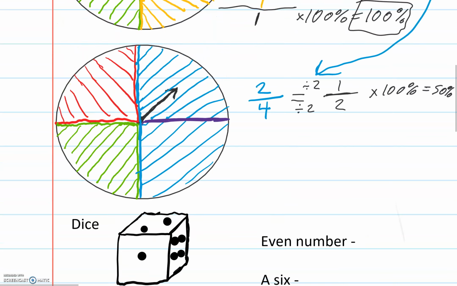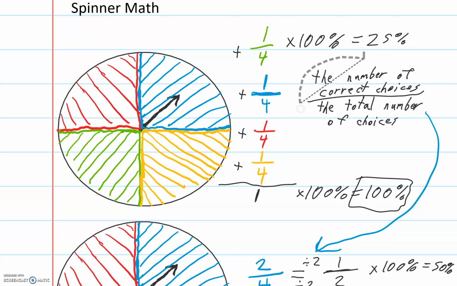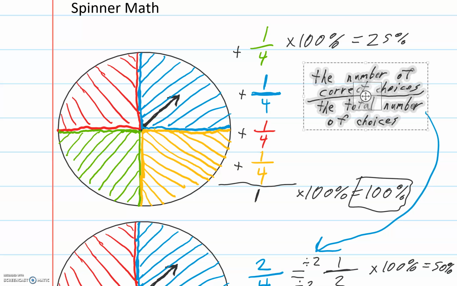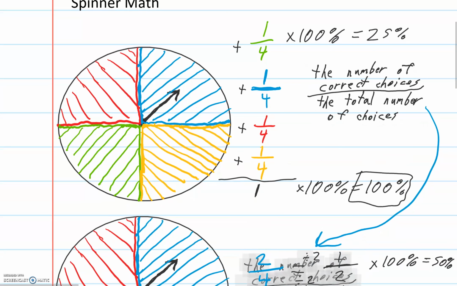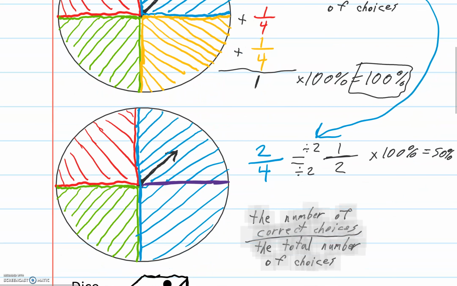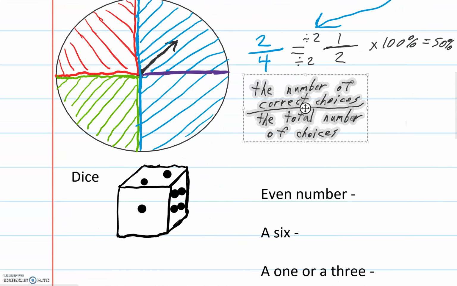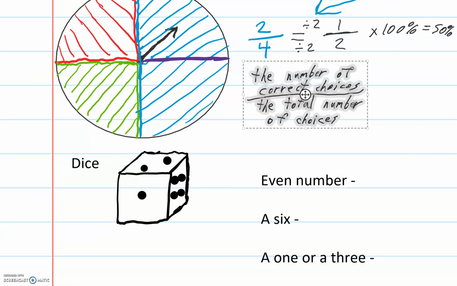All right, take that same idea, and maybe I'll copy this and paste it below so that we can see it again down there. Or maybe I'll just move it because it's not copying. Okay, there you go. So we used it up here, the number of correct choices over the total number of choices. But now let's take a look at the dice. This is a normal 6-sided dice. What are the chances of an even number? What are the number of correct choices? What are the total number of choices?